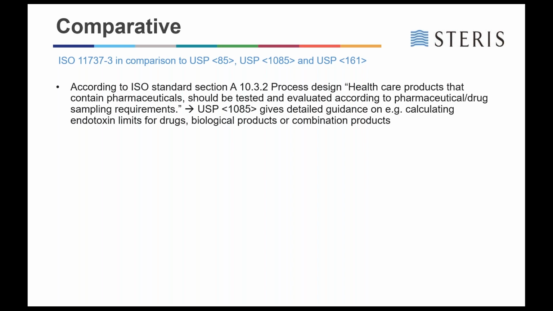the healthcare products that contain pharmaceuticals should be tested and evaluated according, of course, to pharmaceutical drug sampling requirements. So this is very logical and makes perfect sense to say, okay, guidance is, for example, given in the USP 1085 with respect to drugs, to biological compounds, as well as combination products.